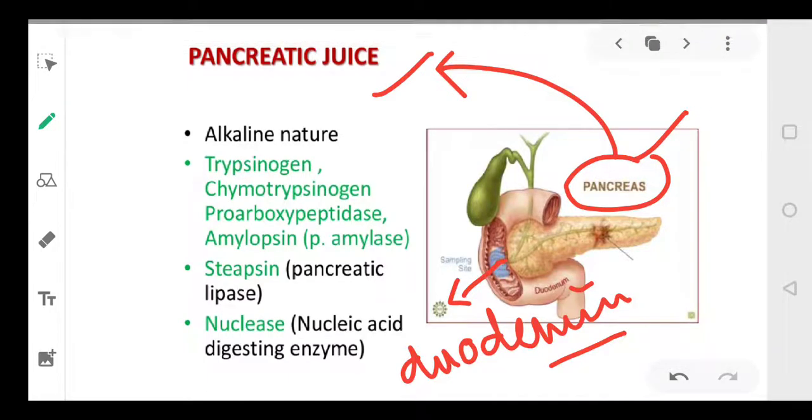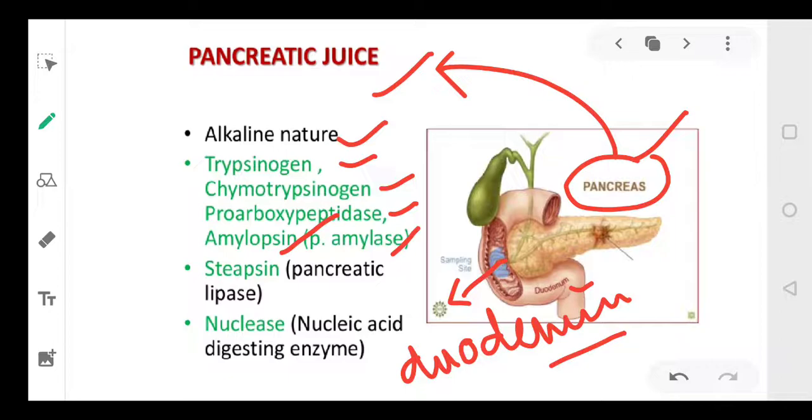The juice is alkaline in nature and it contains a lot of enzymes. Trypsinogen is there, chymotrypsin is there, procarboxypeptidase is there, amylopsin is there, that is again amylase. Then trypsin is there, nuclease is there. So these are the various enzymes which are produced in the pancreatic juice, and it is alkaline in nature.